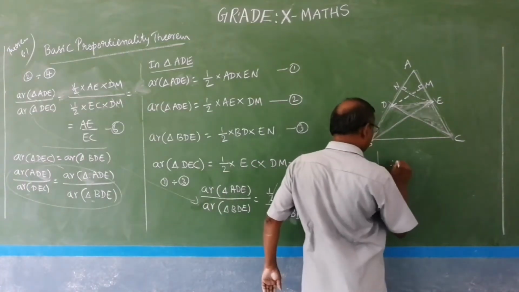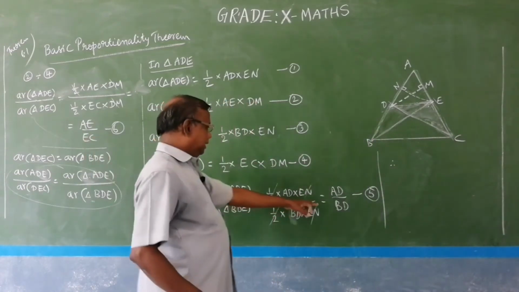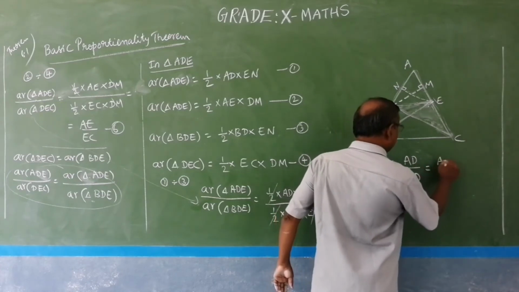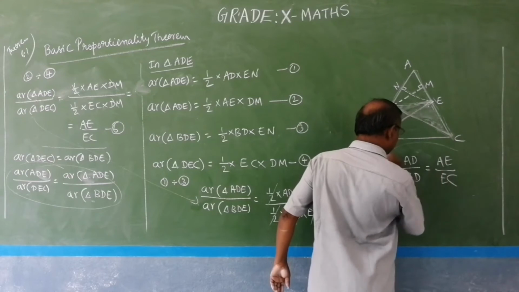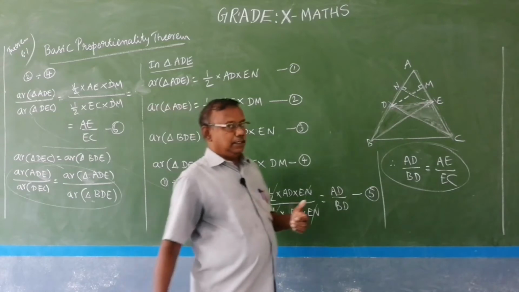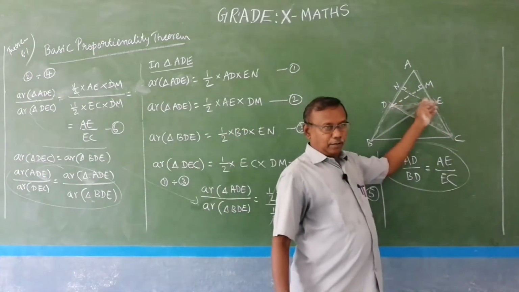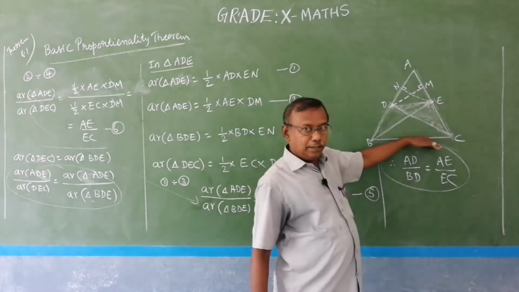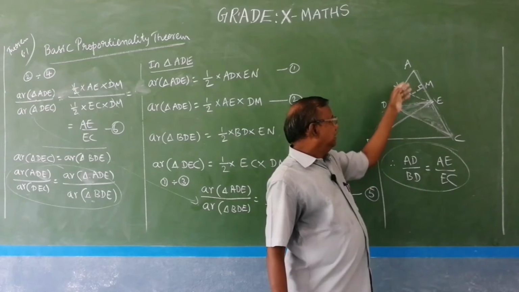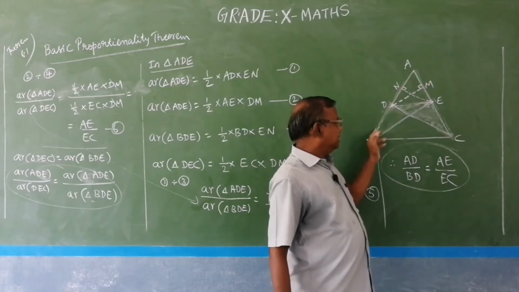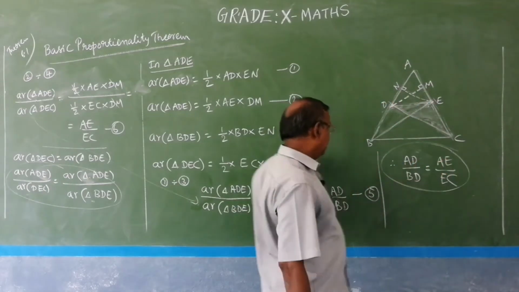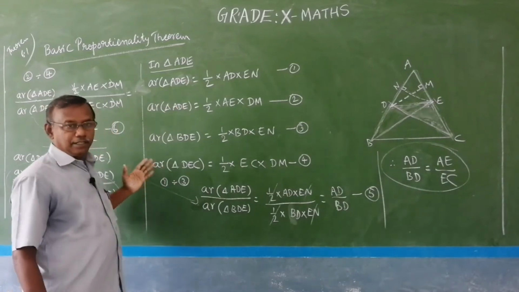Therefore AD by BD is equal to AE by EC. So this is the proof. So let us recall: in a triangle, if a line is drawn parallel to one side of the triangle, meeting the other two sides in two distinct points, then it divides the other two sides in the same ratio, that is AD by DB equal to AE by EC. We have proved using the areas of these triangles and construction.